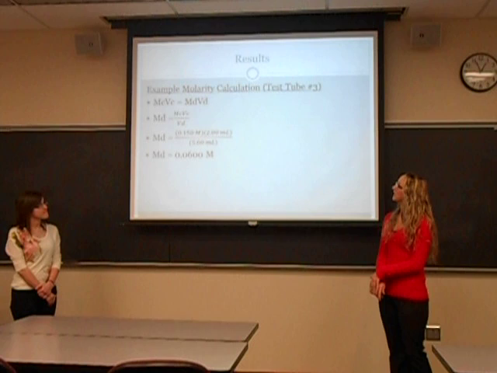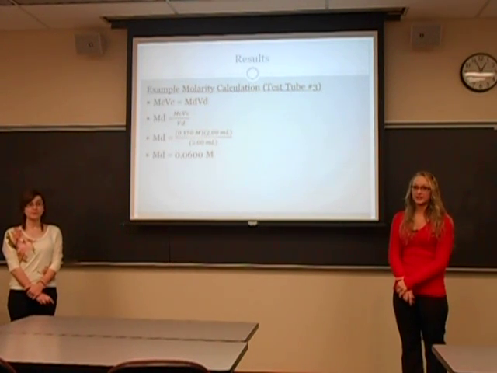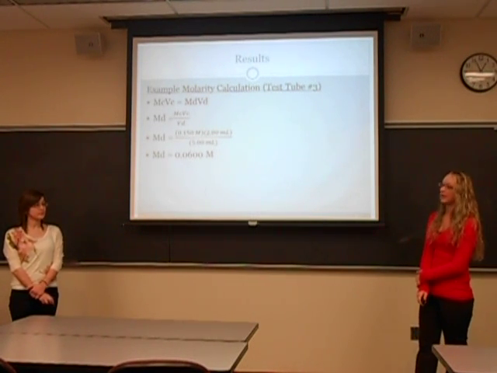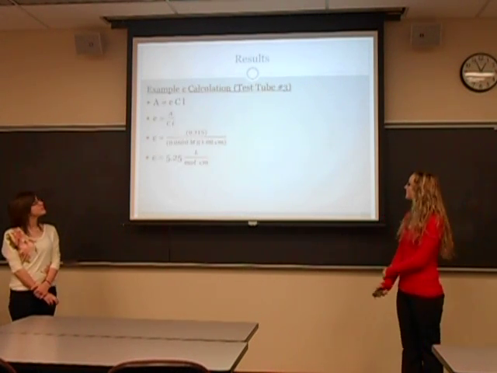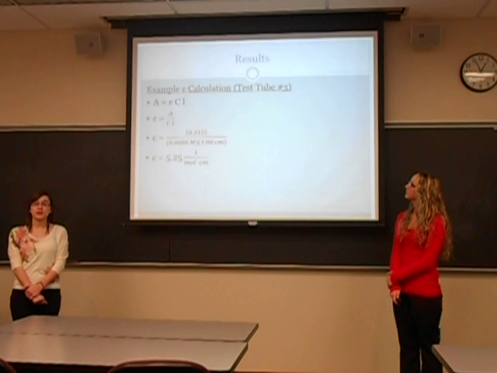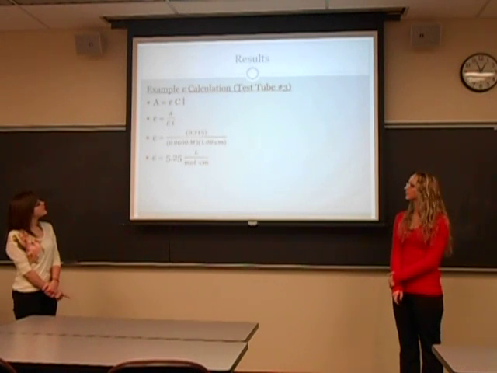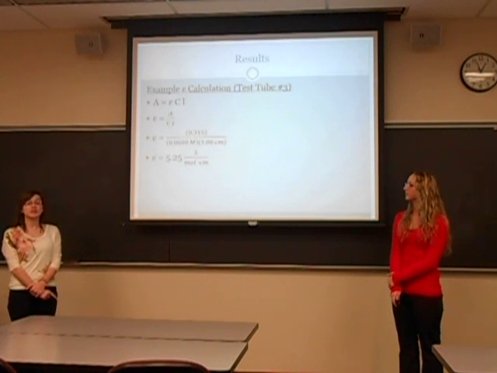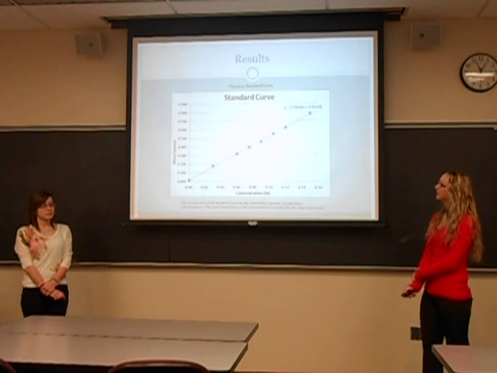This is our results. For the example molarity calculation, we use test tube number 3. We use the equation MCVC equals MDVD, and then we solved for MD. We plugged in our values and came up with that MD was equal to 0.0600 molar. And this is the calculation for epsilon, and epsilon is absorbance over the concentration times path length. You plug and chug the values from test tube number 3, and you find that it's 5.25 liters over moles times centimeters. This is figure 2, our standard curve.